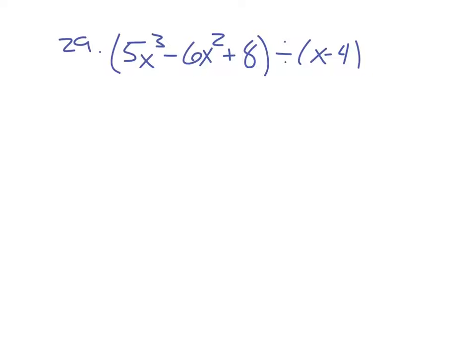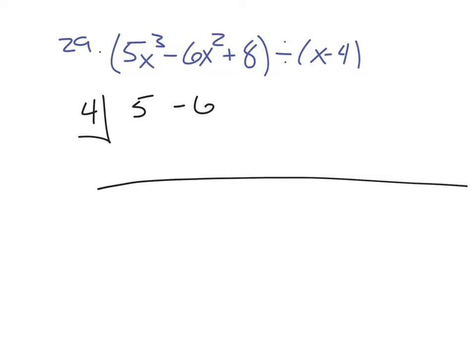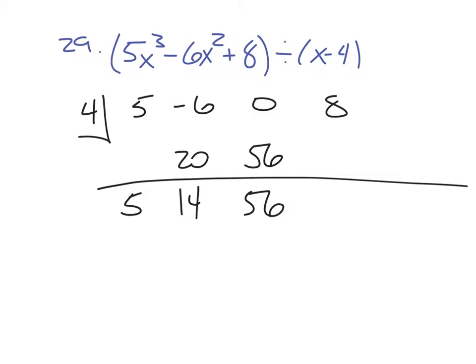Okay. 4. 4, good. 4 goes right there. Do you want the line too? 5. Yeah, watch your signs. All right. 5, yeah, you gotta bring it down first. Always bring the first one down. 5. 20. 14. 56. 56. 224, good. 232, okay, did we do that right? I feel pretty good about it.